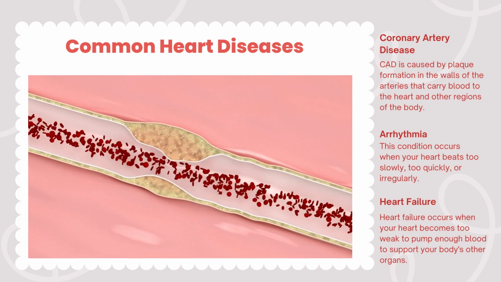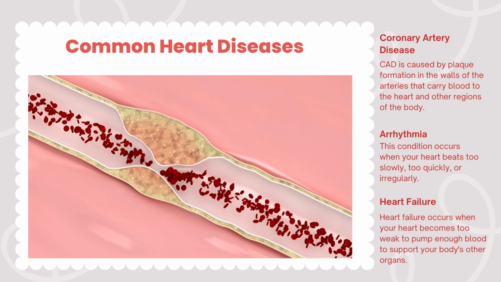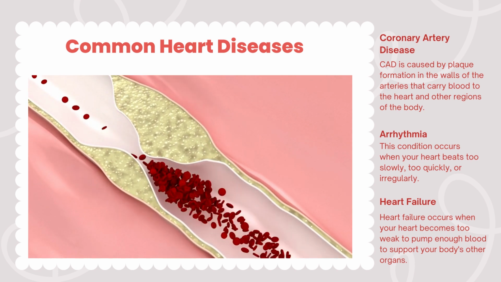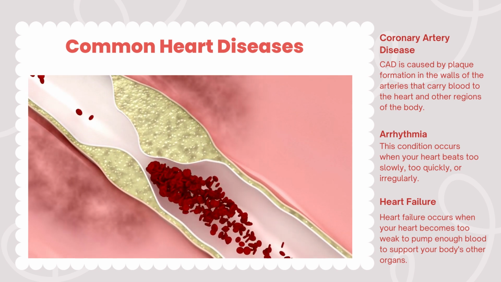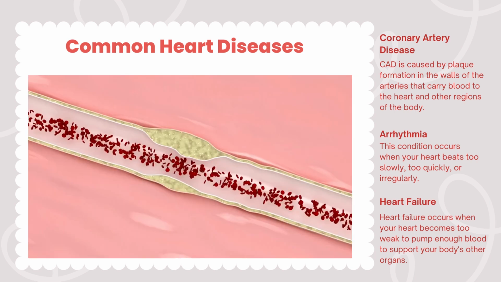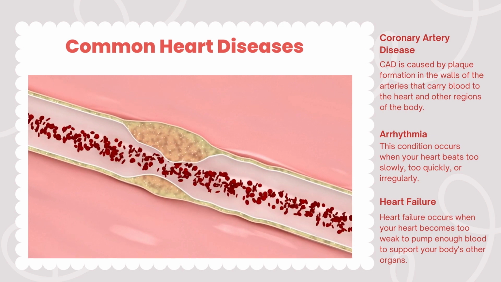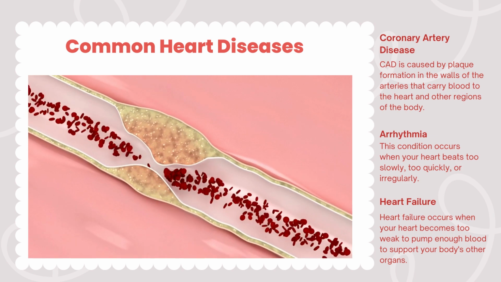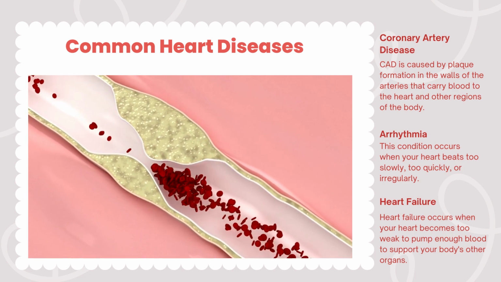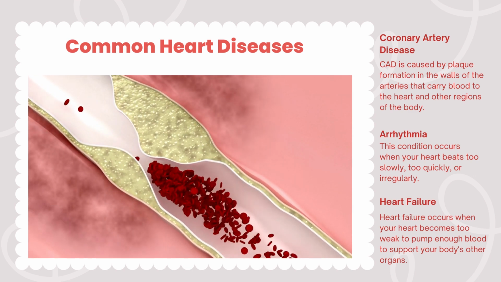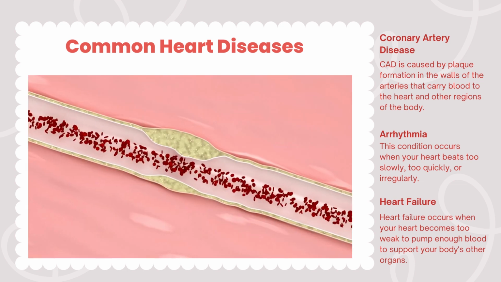So, now we're going to talk about some common heart diseases. Now, remember, the list that we have here on the slide is not all inclusive. I just want to put down some common heart diseases that we see here in the United States. And the most common form of cardiac disease in the US is coronary artery disease, also known as CAD or ischemic heart disease. And in some people, it can actually be the initial sign of CAD.